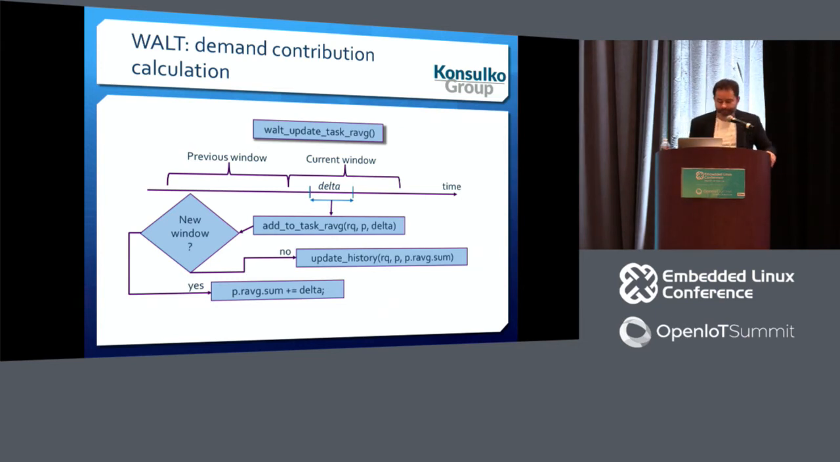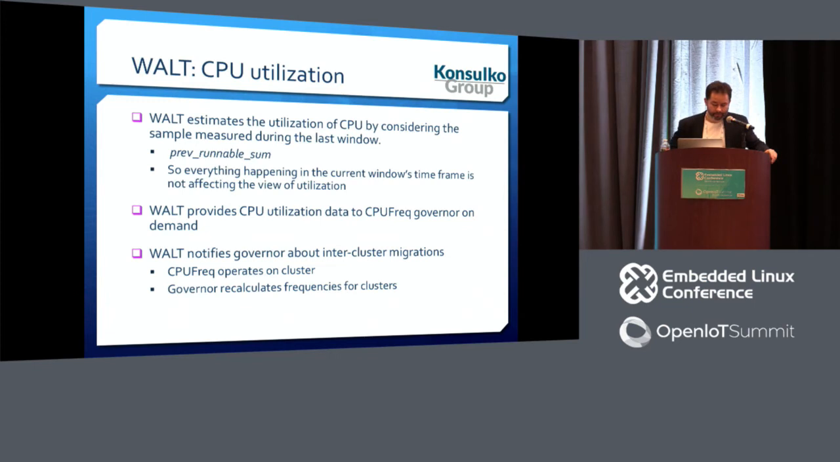And if this is not a new window, if we're executing from the window that we've done some samples before, then we update the average. And thus, we get the runnable sum variable, and it's the result that we use for estimation of utilization of CPU. It's important to mention that we use samples obtained from the last window, not the current window, because for the current window, we don't have all the results yet.